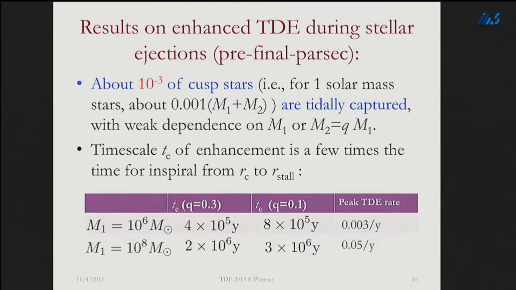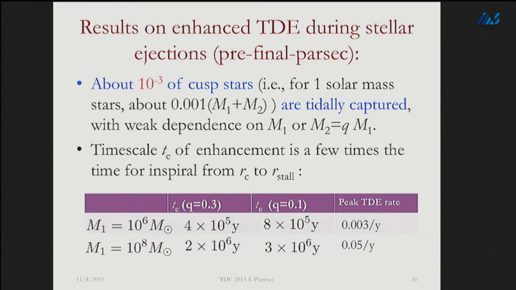So here are the rates. The general result is that roughly 10^-3 of all the stars in the cusp, so that's roughly 10^-3 of the sum of the two black hole masses, with this definition of the cusp being the mass at the influence radius, are tidally captured. It's quite a weak dependence on M1 and on mass ratio. The time scale depends on the mass ratio, but the number that get captured doesn't depend on the mass ratio much.